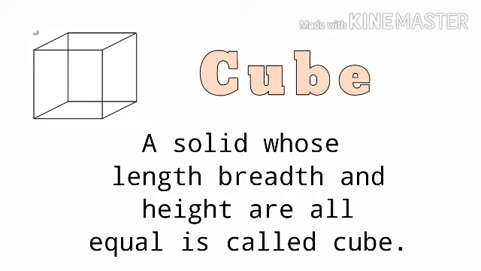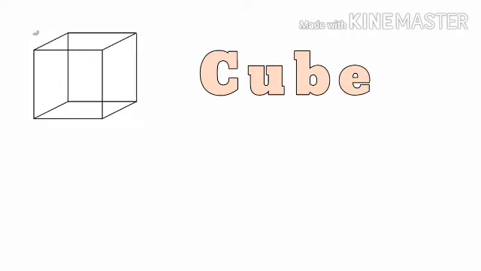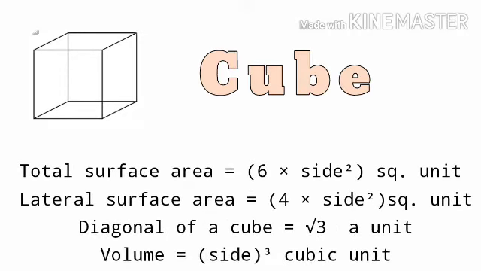Now the formulas related to the cube are: total surface area of cube is 6 into side square, lateral surface area is 4 into side square, diagonal of cube is square root 3 into side, volume equals side cube. These are the formulas of cube.